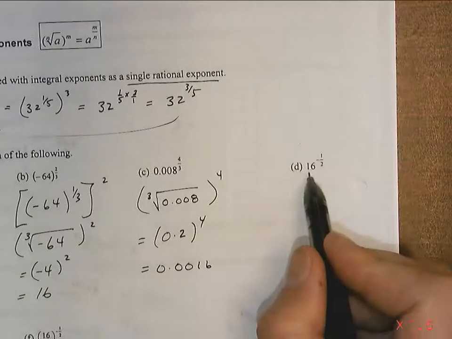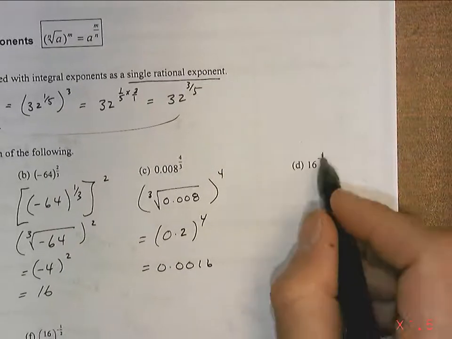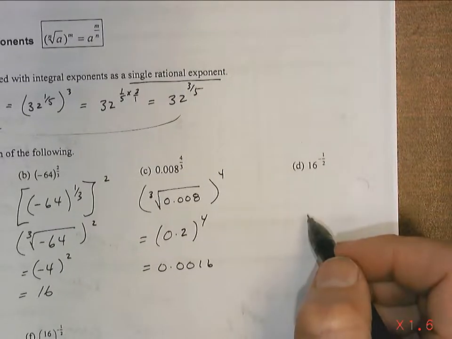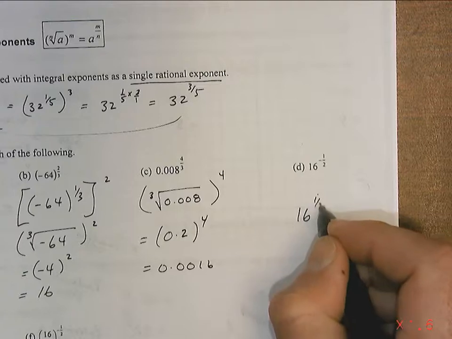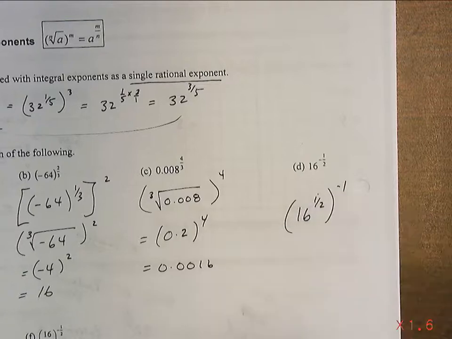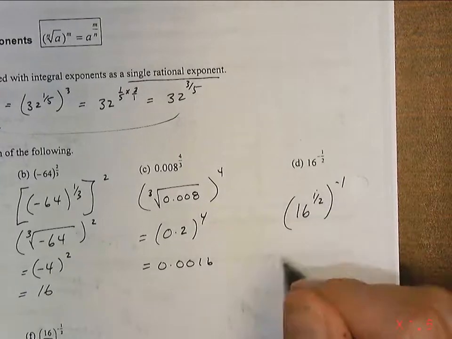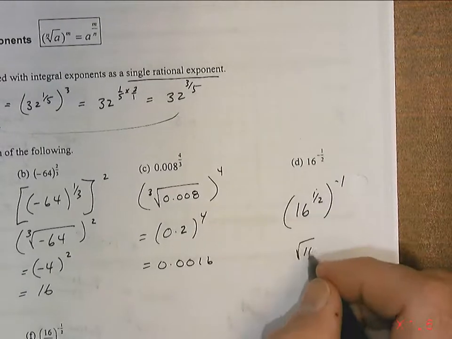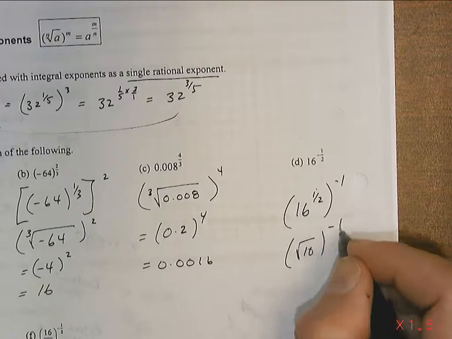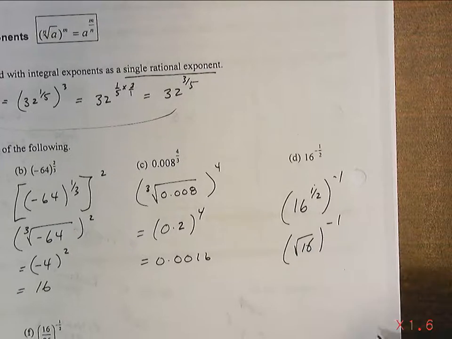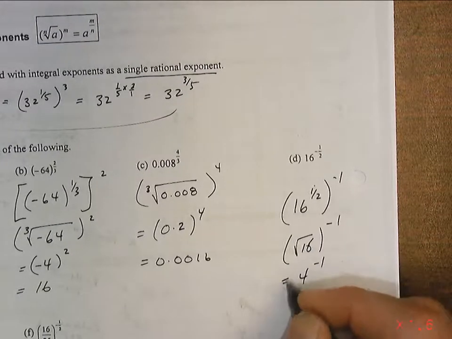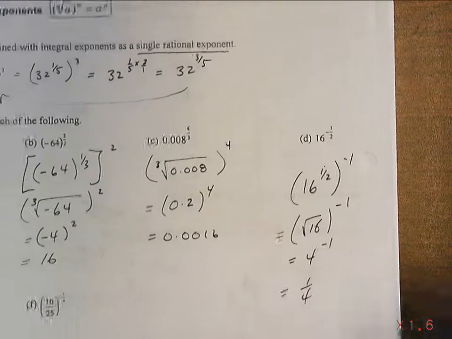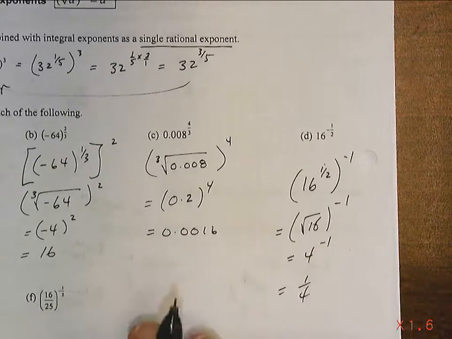All right, so now I've got 16 to the negative 1/2. Now that negative is going to be a bit of a pain. This is what I want to do with it. I want to do 16 to the 1/2, all to the negative 1. I want to take the negative outside. In which case this will be the square root of 16, to the negative 1. In which case it'll be 4 to the negative 1. In which case it'll be 1 over 4. And we generally write it without any negative exponents.